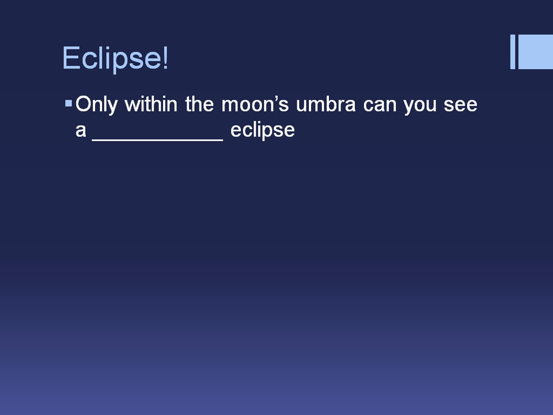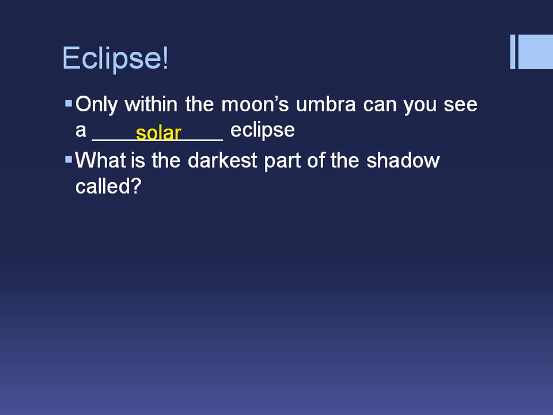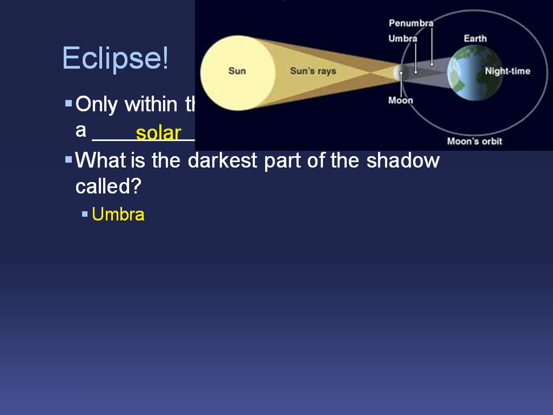So the next thing for the eclipse is: only within the moon's umbra can you see a blank eclipse. That's of course a solar eclipse. Remember, the moon's umbra is the darkest part, and it's the shadow from the moon. The next one is: what is the darkest part of the shadow called? And that is the umbra. We can see in this diagram here the umbra coming from the moon during a solar eclipse, and it is blocking out a portion of the light from hitting the Earth's surface.